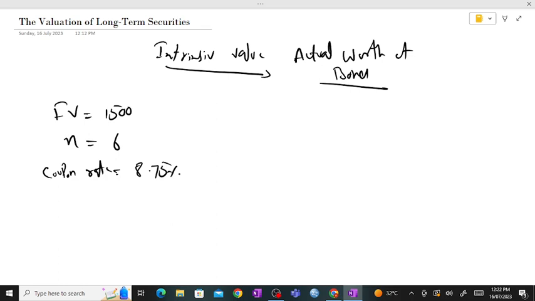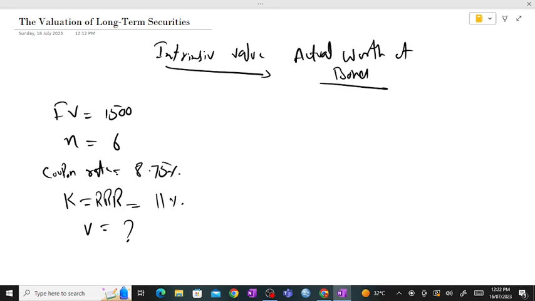Calculate the intrinsic value. It may require the rate of return also. We normally show it with K, or you can also indicate it with RRR, required rate of return, that is 11%. Calculate the intrinsic value of the bond. So in any question you have these terms. The first is V, which is known as the intrinsic value of the bond, and then another thing you get is MV, that is face value.